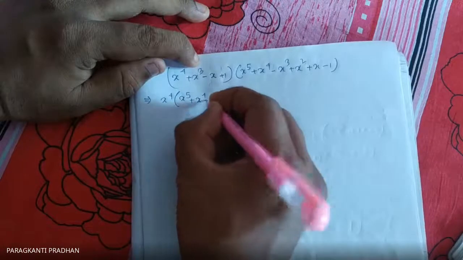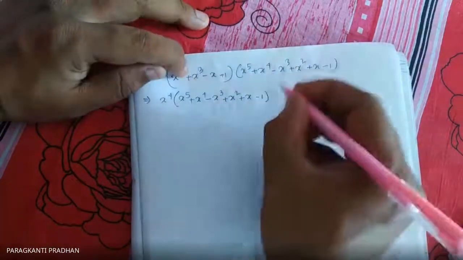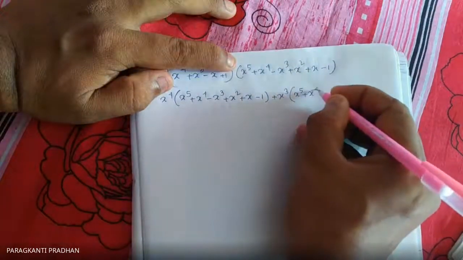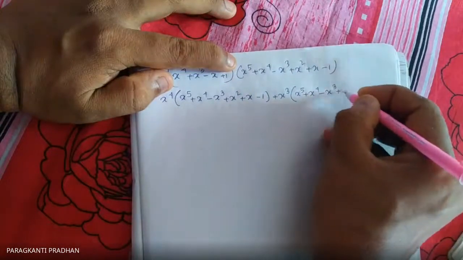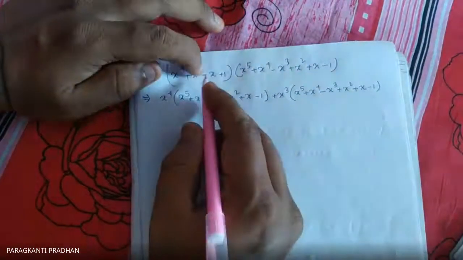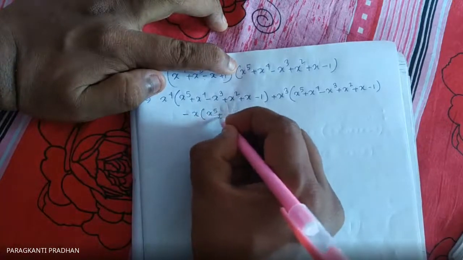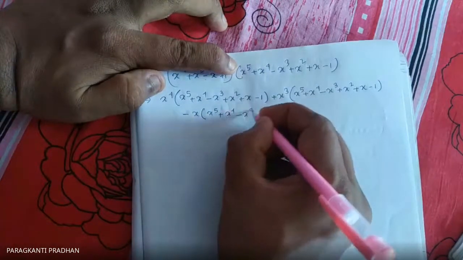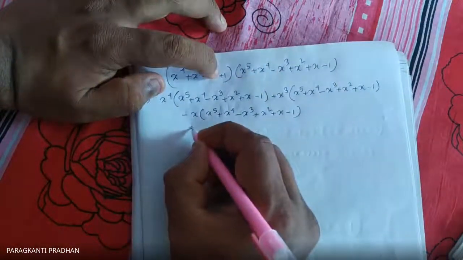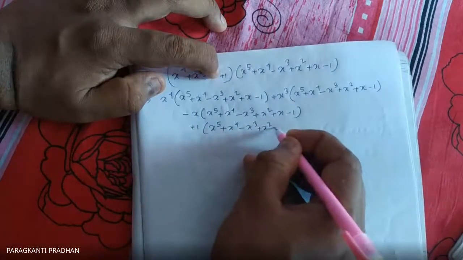plus x to the power 4 minus x cube plus x square plus x minus 1, plus x cube into x to the power 5 plus x to the power 4 minus x cube plus x square plus x minus 1. Then this term, minus x into again x to the power 5 plus x to the power 4 minus x cube plus x square plus x minus 1, and this is 1 plus 1 into x to the power 5 plus x to the power 4 minus x cube plus x square plus x minus 1.